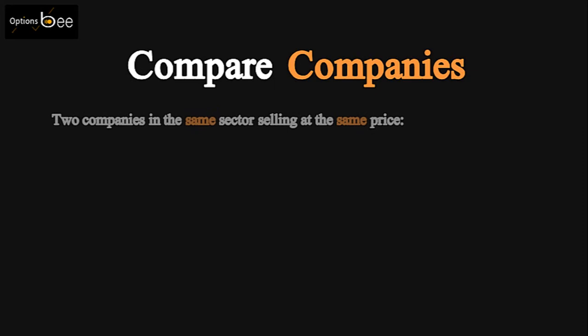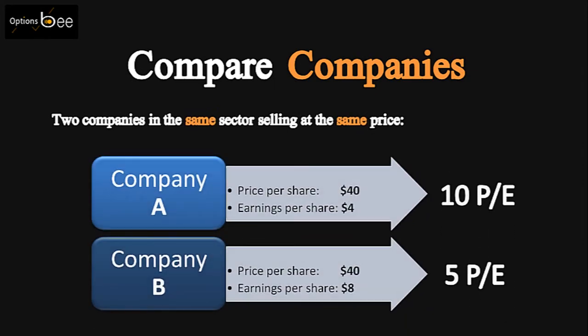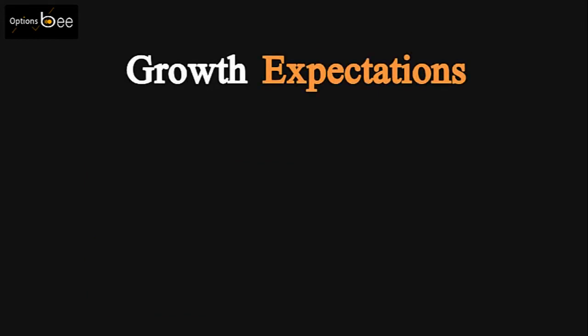This ratio is also helpful when we need to compare two companies. As you can see from company A and B, a lower PE ratio means you can expect higher earnings per share. In addition to all this, we can use the PE ratio to establish whether the stock price of an asset is likely to go up or down.